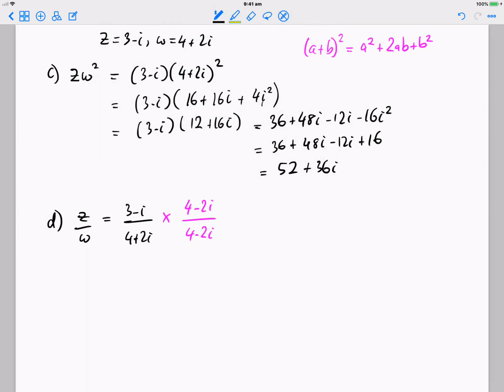Okay, so you can see that this is a valid thing to do because the numerator and denominator of that fraction are the same. So that fraction just equals 1. So essentially what I'm doing is I'm just taking the original expression in black and multiplying it by 1. So I'm not changing it.